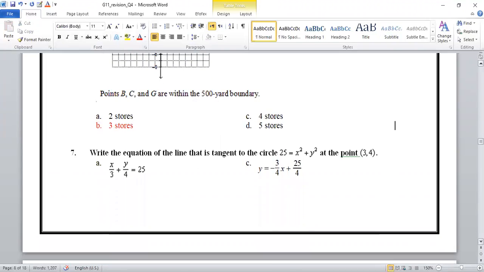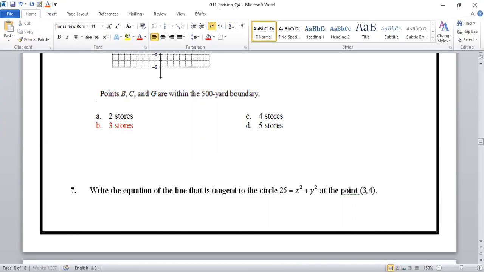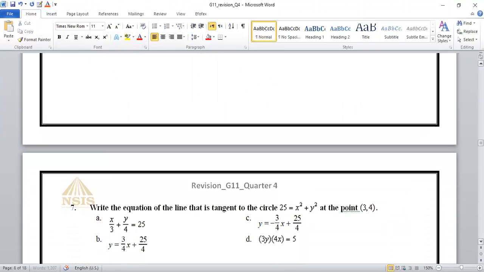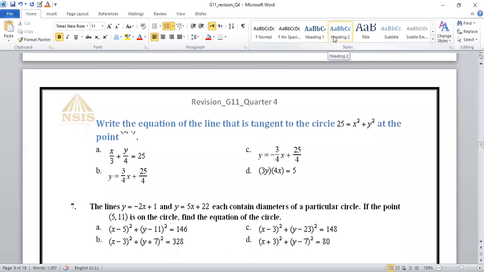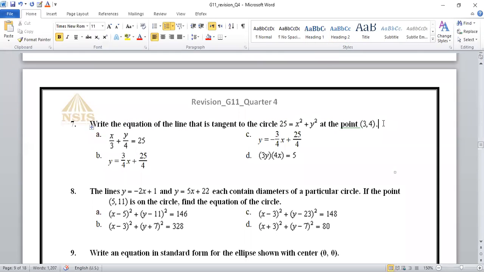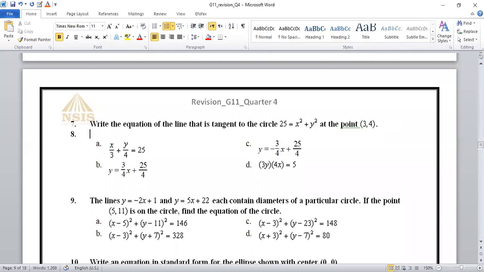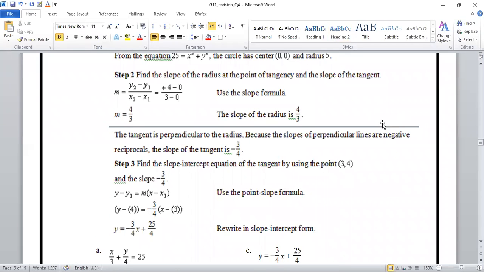Write the equation of the line that is tangent to the circle at point (3, 4). To solve this problem, you must take some steps.